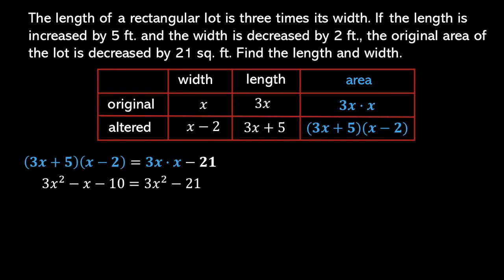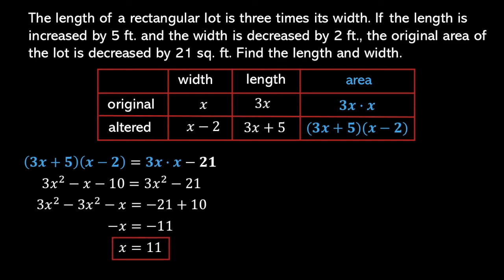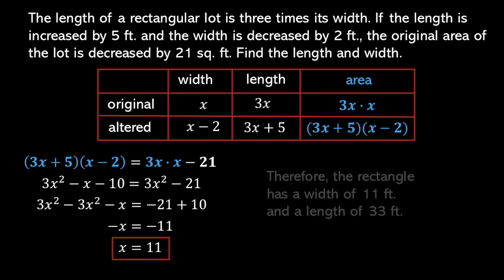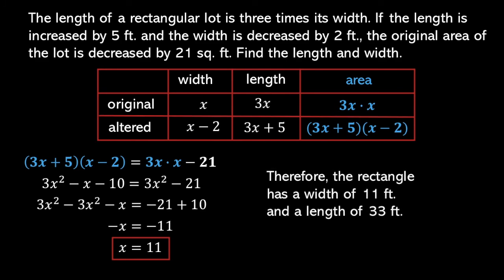We subtract 3x squared from both sides and add 10 to both sides. This gives us 3x squared minus 3x squared minus x equals negative 21 plus 10. Simplifying, we get negative x equals negative 11. Dividing both sides by negative 1, we get 11. This means that the rectangle has a width of 11 feet and a length of 3 times 11, or 33 feet.